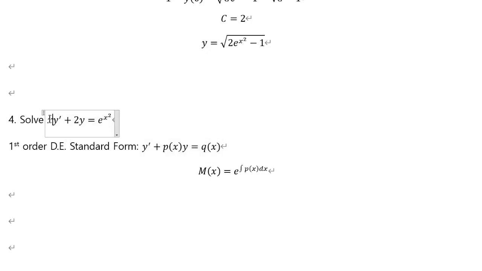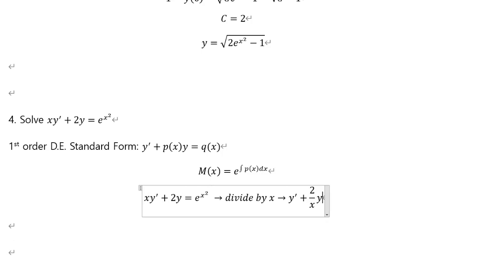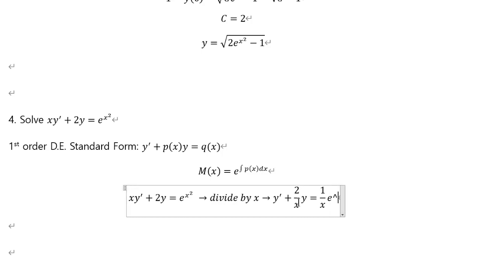Okay, so I have this one, which is not in the standard form, and if you compare this with the standard form, the only difference is that y prime has x, whereas here y prime is by itself, right? So you should divide by x to get the standard form. Divide by x to get y prime plus 2 over x times y equals 1 over x e to the x squared.